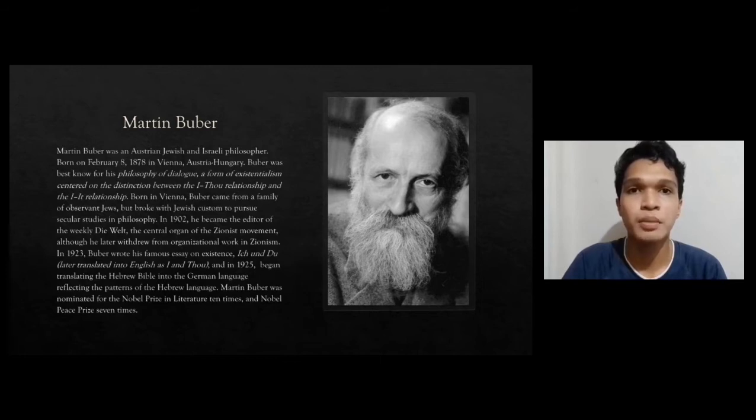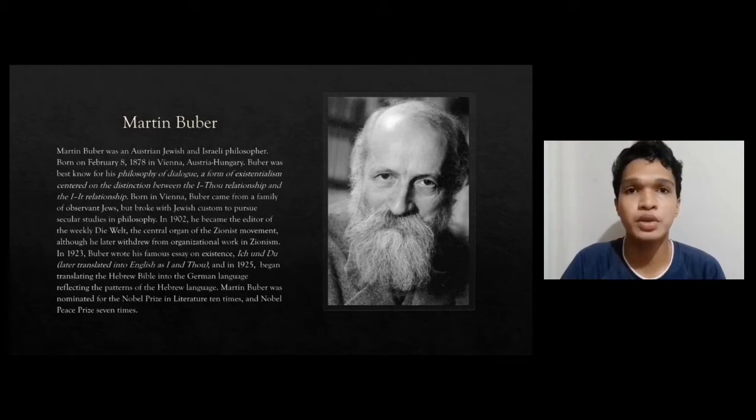Born in Vienna, Buber came from a family of observant Jews, but broke with Jewish custom to pursue secular studies in philosophy. In 1902, he became the editor of the weekly Die Welt, the central organ of the Zionist movement, although he later withdrew from organizational work in Zionism. In 1923, Buber wrote his famous essay on existence, Ich und Du, later translated into English as I and Thou, and in 1925 he began translating the Hebrew Bible into the German language, reflecting the patterns of the Hebrew language.